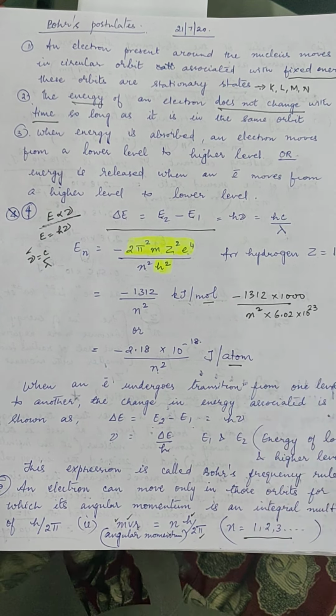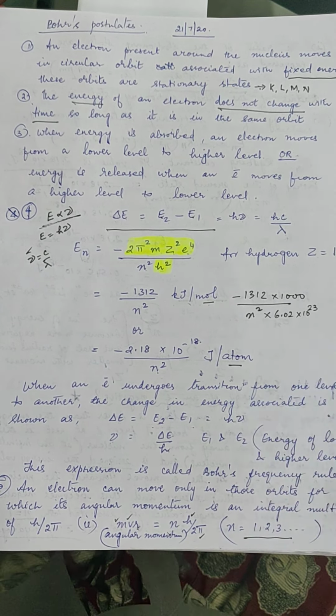Now rearrange this expression. So you will get RH into 1 upon N initial square minus 1 upon N final square. So this is what you will get. Now what is the value of RH? It is 2.18 into 10 power minus 18 into 1 upon N initial square minus 1 upon N final square. Now come to this understanding.